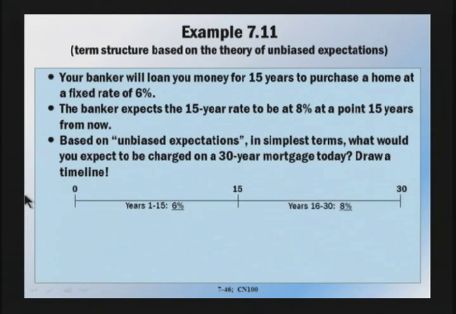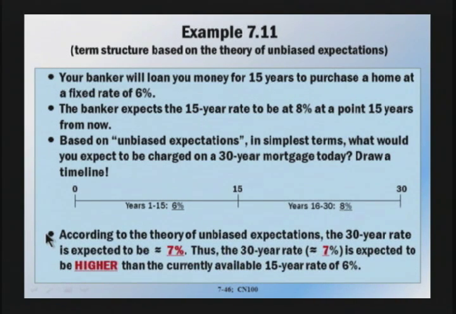So think about what would happen. The lender could loan money for the next 15 years at 6%, and then the 15 years after that at 8%. So if they were to loan it over the entire 30-year period, we might guess they would charge roughly a 7% rate, the average of the 6% and the 8% rates. Now that is a rough estimate.